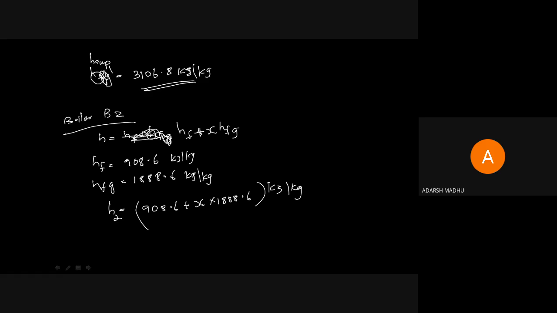You got an equation. The only unknown term here is X. And find the H value for the main, H main.